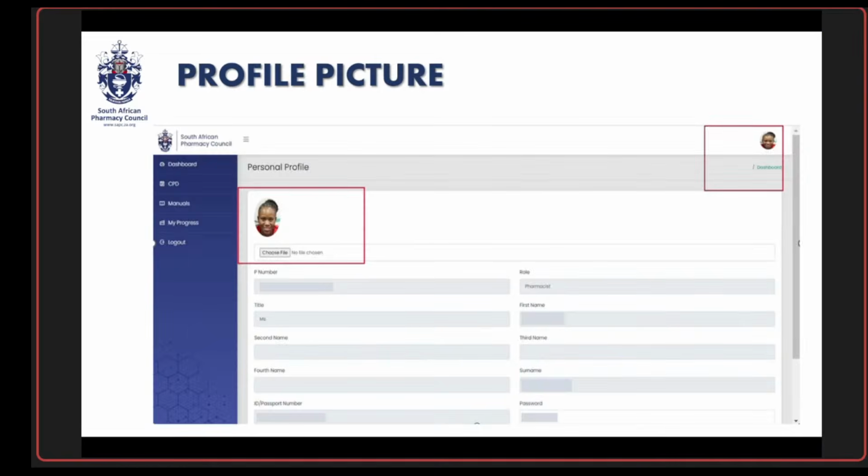So this is just an example of the profile picture and how or where you can change or update your profile picture. Under the personal profile, you can go and choose file, and then if you want to update, update your profile picture on there.